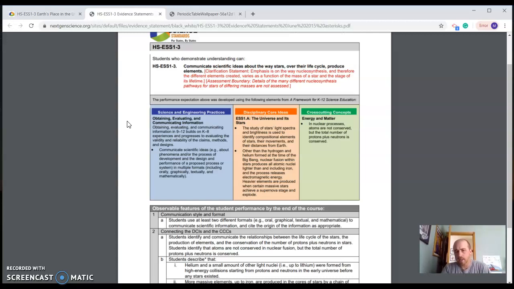I think the standard is more conceptual than quantitative. So I think that would be a great way for students to illustrate their understanding of the concept however they see fit.